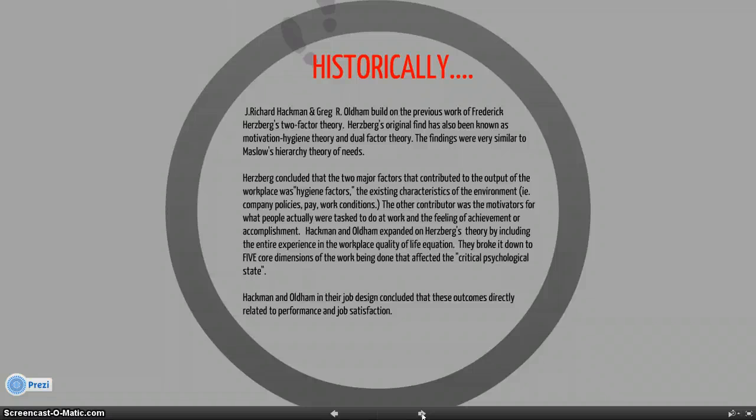gives you a little background on how Hackman and Oldham expanded on Frederick Herzberg's two-factor theory, and you can read along. The findings are very similar to Maslow's hierarchy of needs theory. Those 5 core job dimensions are one of the primary ways to really motivate folks for their jobs, to get the real satisfaction from their jobs. Those 5 core dimensions we're going to be going over were the main contributors to creating a critical psychological state.